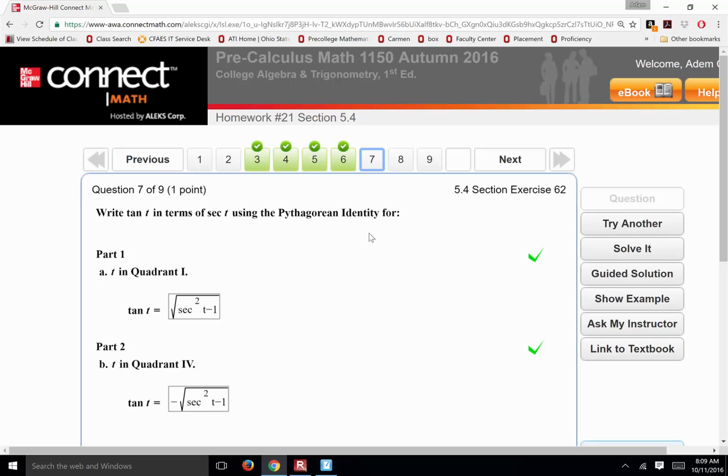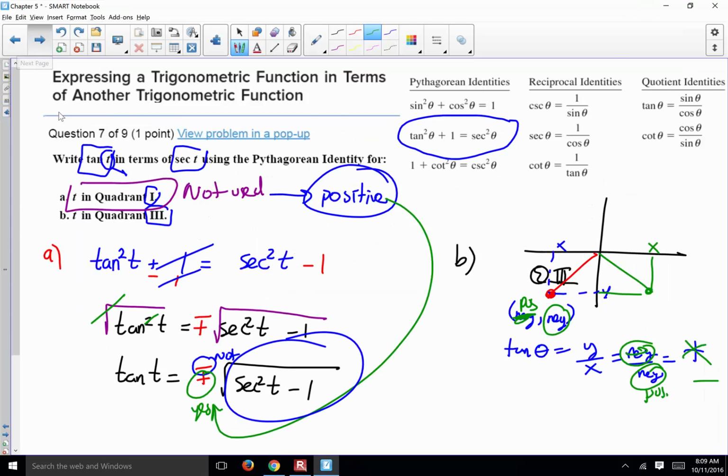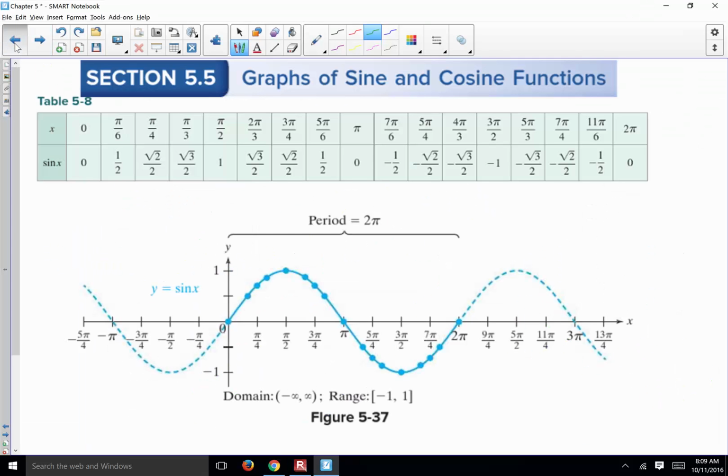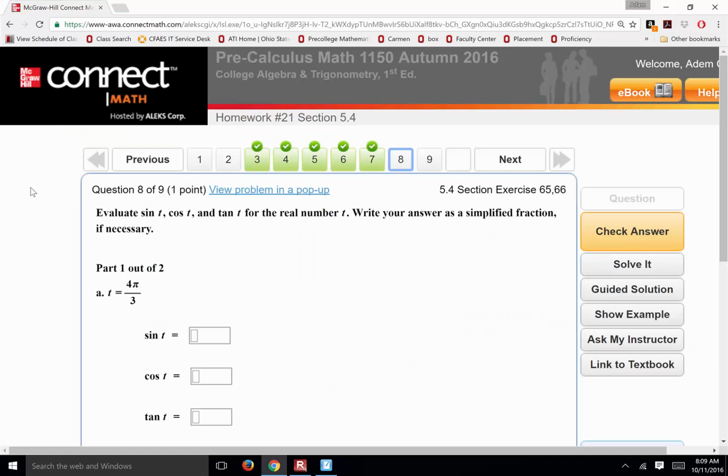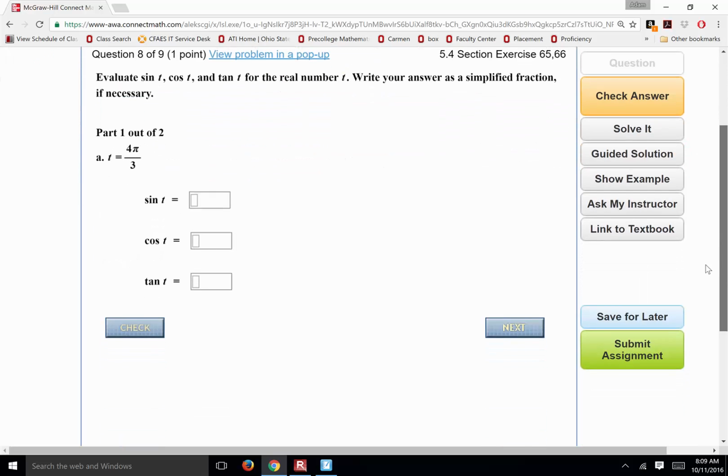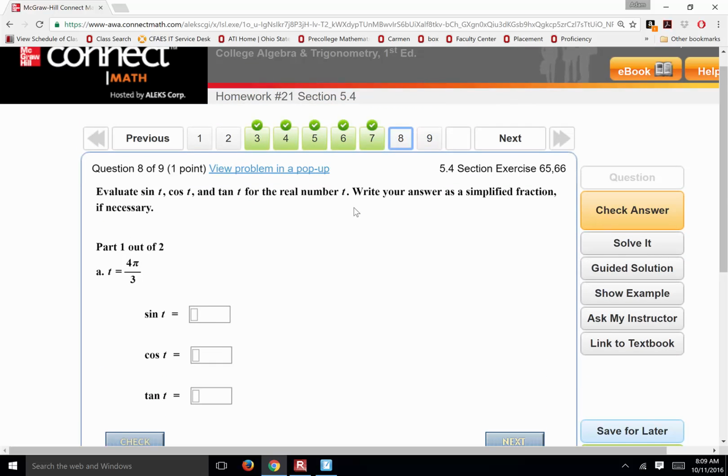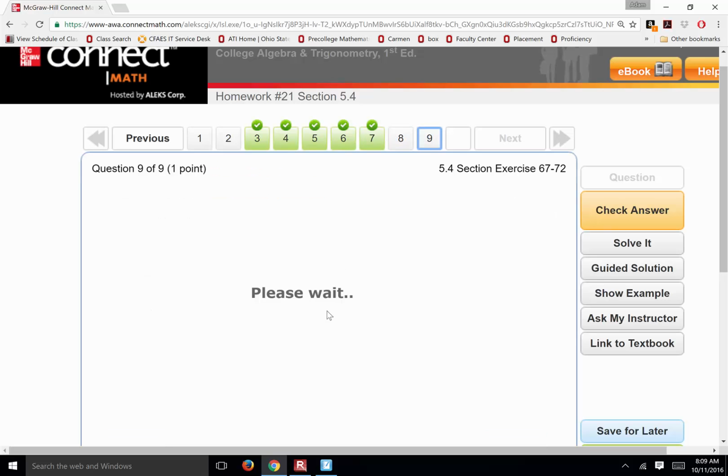Alright. Let's see what's next. No, nothing else. Oh yeah, 8 and 9, I just put 2 random review type questions. You're just supposed to compute sine of 4 pi over 3 because you have so many tools now. You can use reference angle, you can use the wheel. Get these trig functions.